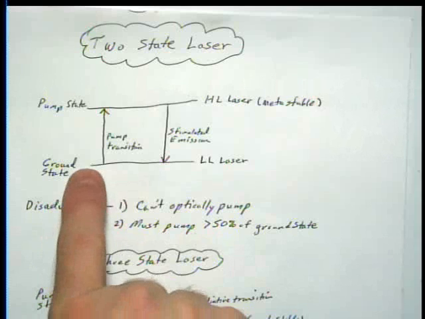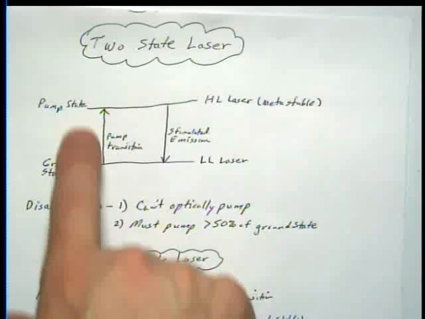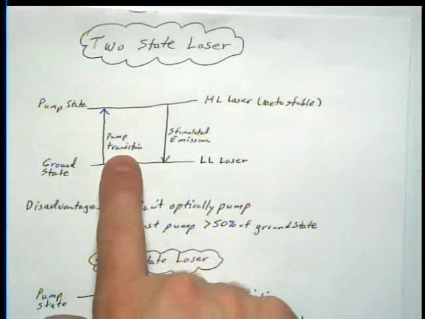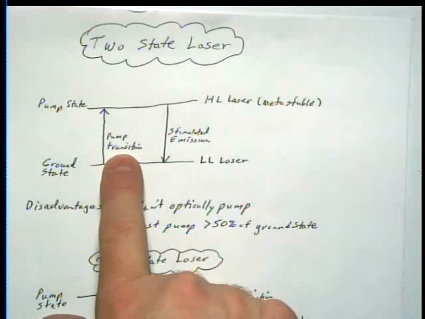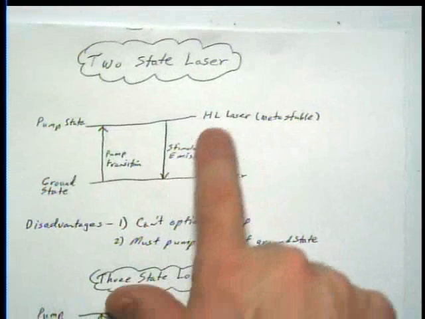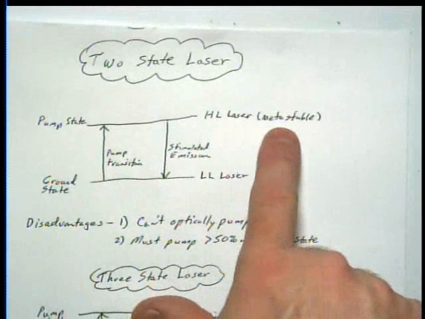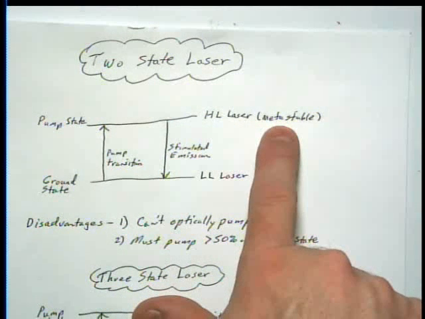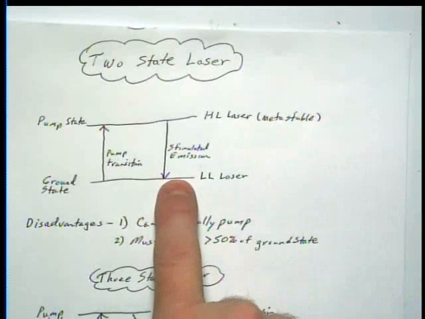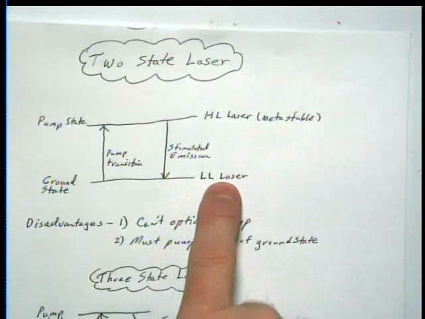Things you should be able to label. That's the ground state. That's where you start. That's the pump state. That's where the pump ends. That transition is called the pump transition on all lasers. The top level for the stimulated emission is called the high-level laser state or the metastable state, because it has to be a metastable state. And the bottom place for the stimulated emission is called the low-level laser state.